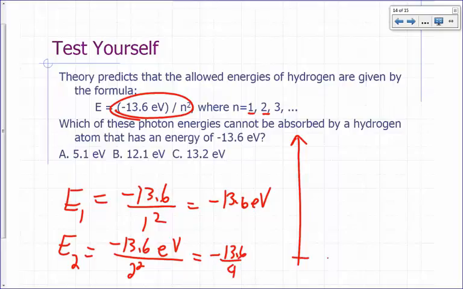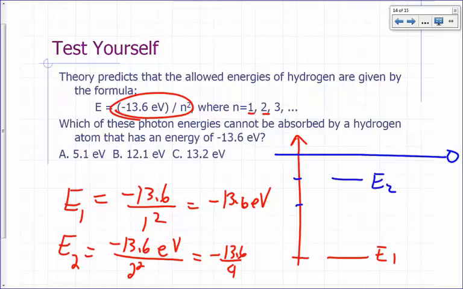So if this is negative 13.6 right here, this is E1, where's E2? Let's put 0 over here. So a quarter of the way between 0 and E1, right? So it's E2 right here. Where's E3? 1/9 of the way, right? So E3 would be negative 13.6 over 3 squared. So that's 1/9. So this is 1/8, so 1/9 somewhere here. So E3 is over here.